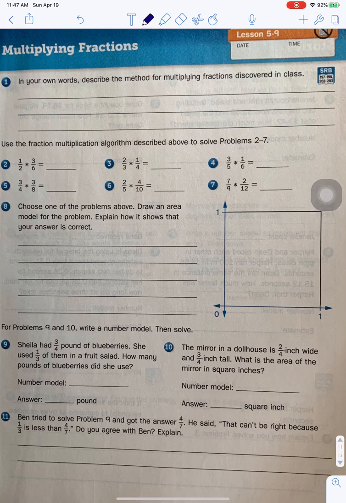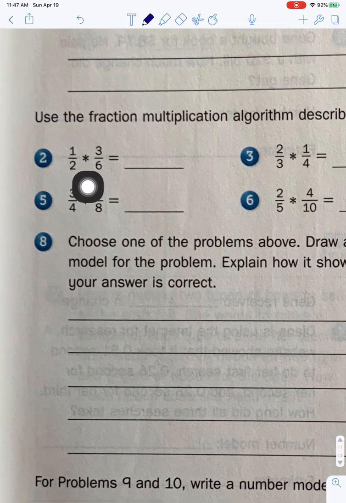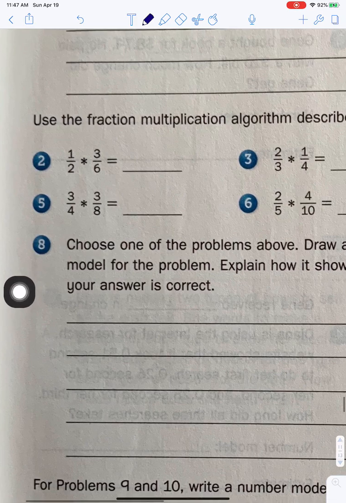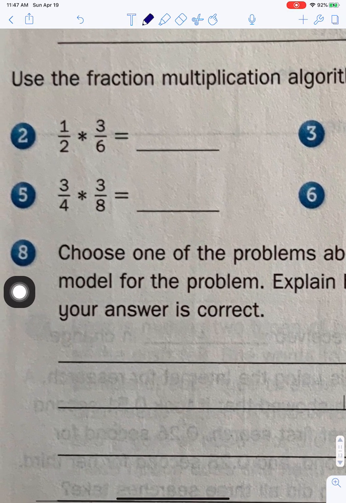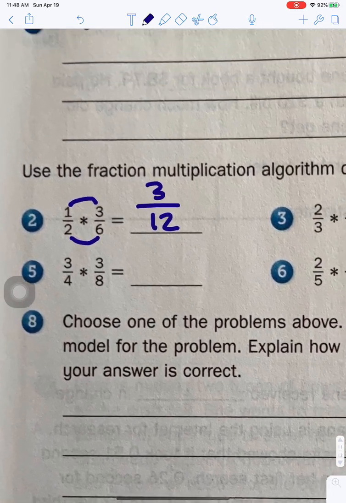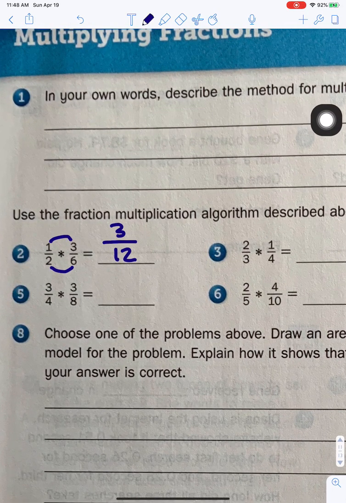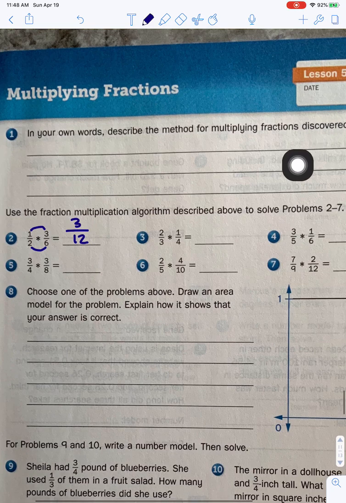I think it'd be better to answer some of these questions below first, and then we'll come back to number 1. So let's start with number 2. 1/2 times 3/6. If we're going to multiply that fraction, we can use the shortcut, the easy way: multiply the numerators first, 3, and then the denominators, 12. So the answer is 3/12. So now we can go back to number 1 and describe the method for multiplying fractions.